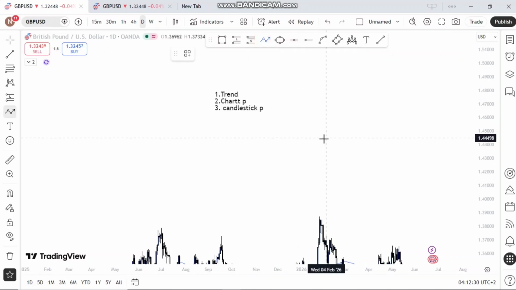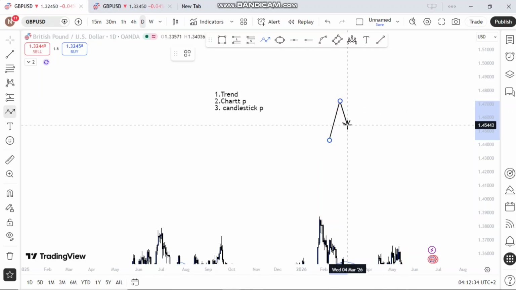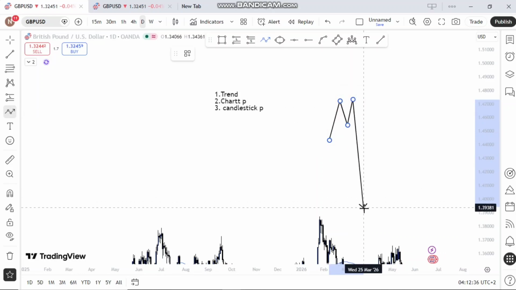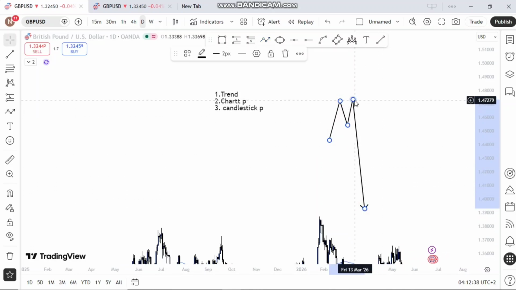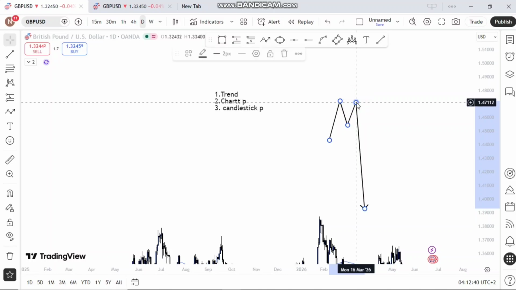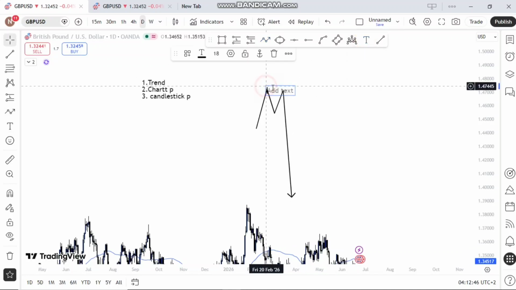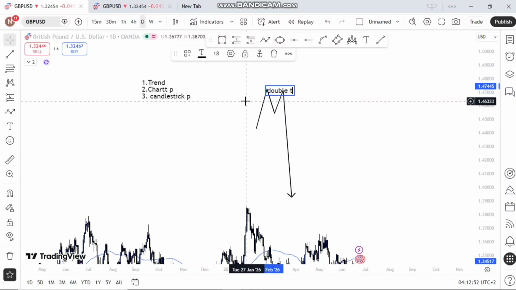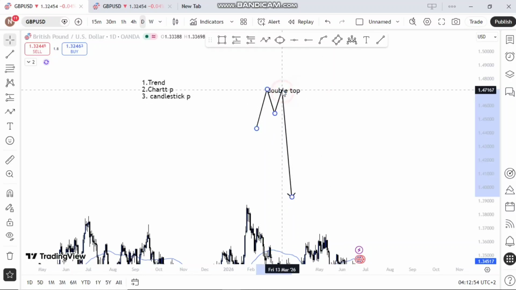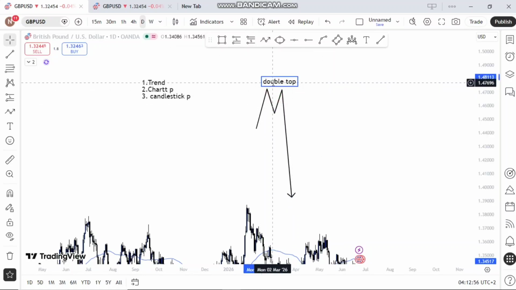My favorite chart patterns that I'm going to show you is the double top. That's chart pattern number 1. Let me label it. Double top.